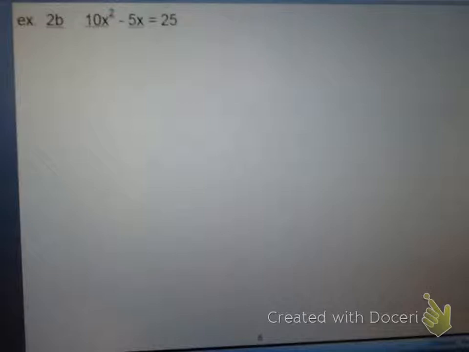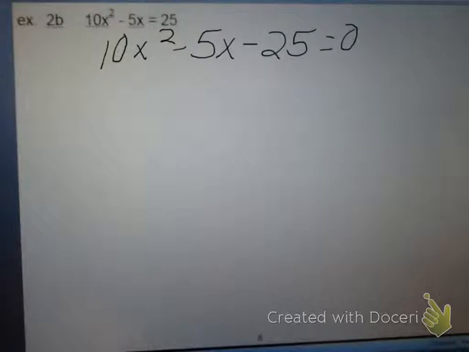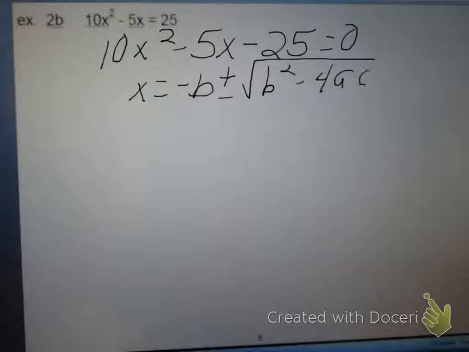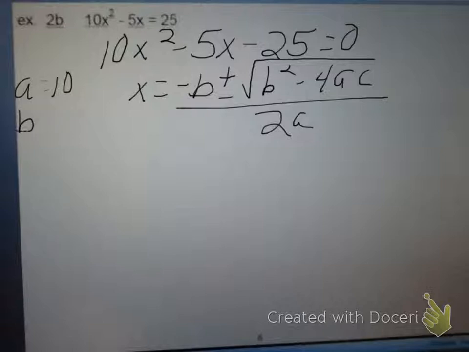Example 2b, we've got to get it equal to 0. Okay, again, use the quadratic formula. x is equal to negative b plus or minus the square root of b squared minus 4ac, all over 2a. And a is 10, b is negative 5, and c is negative 25.